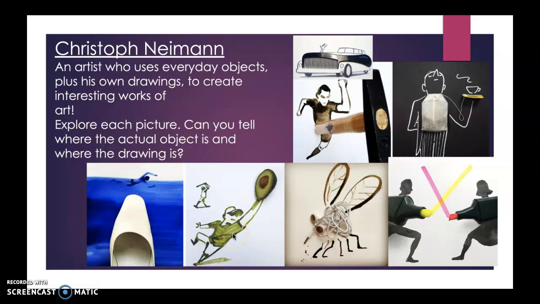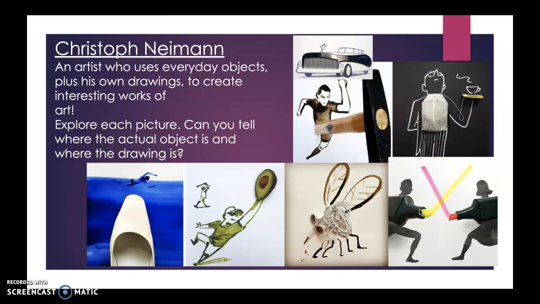Can you tell where the everyday object is? If you guessed right here, you're right. That's an avocado. The rest is a drawing of a baseball player. What about this one? If you guessed right here, you're right. This is some headphones, and he turned the picture into a mosquito. Ooh, you can even see some little blood drops there.